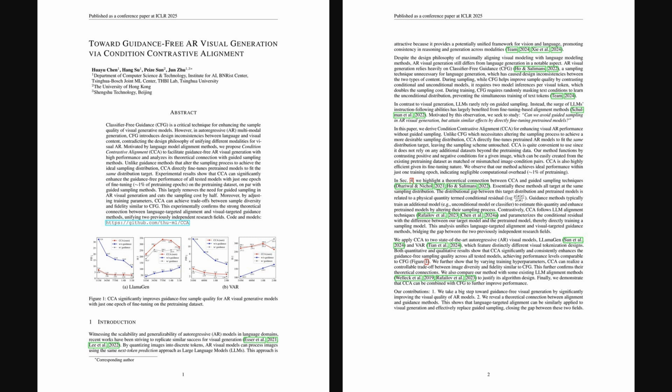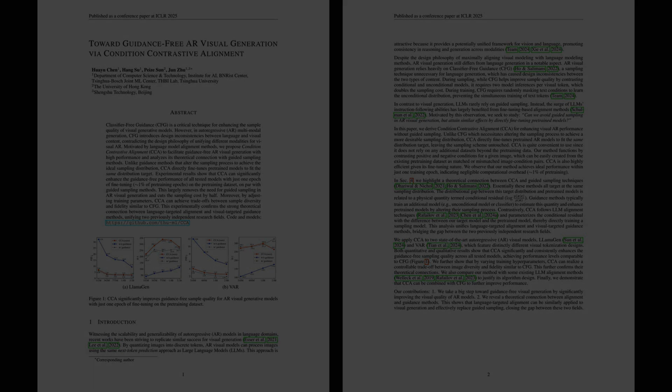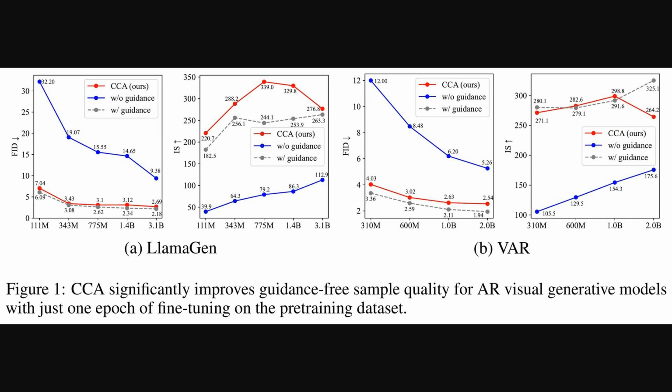Alright, we're diving into this ICLR conference paper, Toward Guidance-Free AR Visual Generation via Condition Contrastive Alignment, which came out just over 3 months ago. So, autoregressive visual models, AR models, usually rely heavily on Classifier-Free Guidance, or CFG, for quality, unlike large language models. But CFG is costly. This paper proposes Condition Contrastive Alignment, CCA, to fine-tune these AR models directly, achieving high quality without guidance.